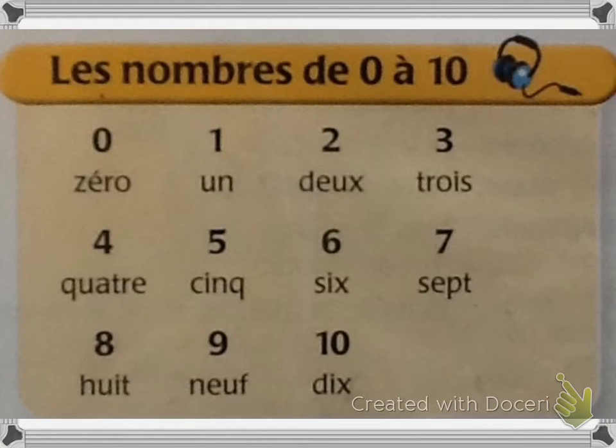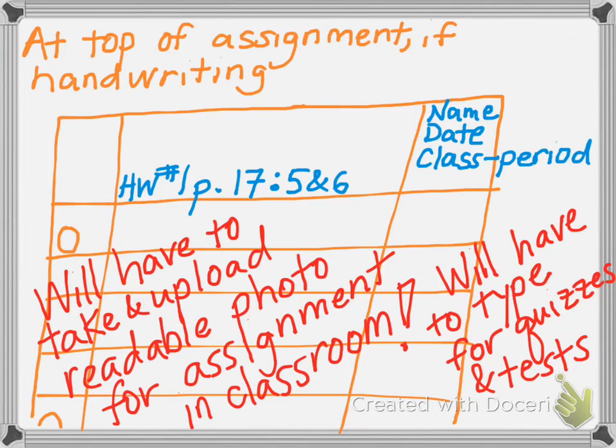So again, these are your numbers from 0 to 10. Because this is a recording, you certainly can go back and do it many, many times until you feel comfortable doing it and saying these.